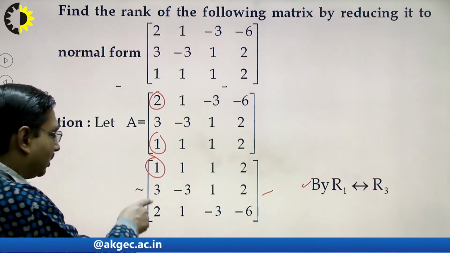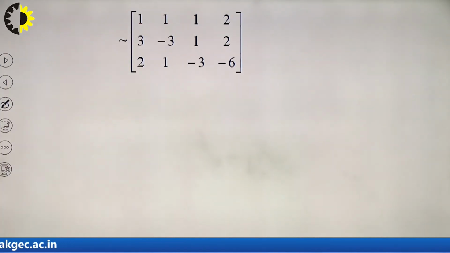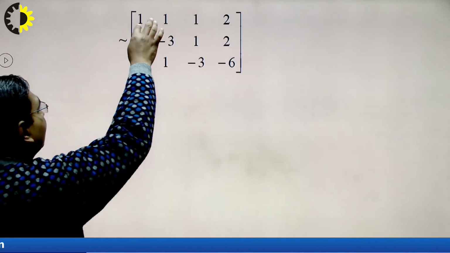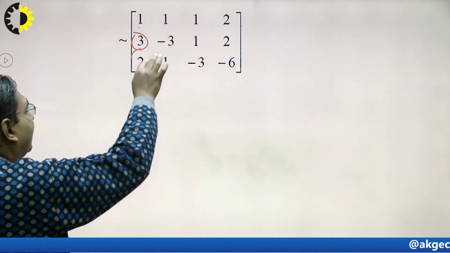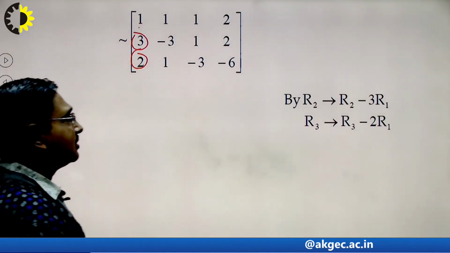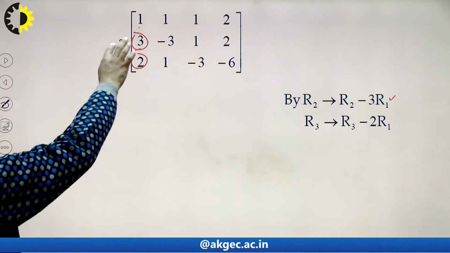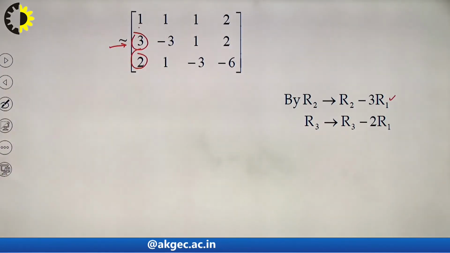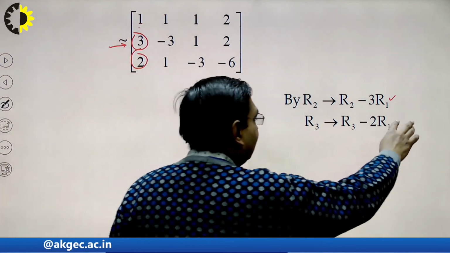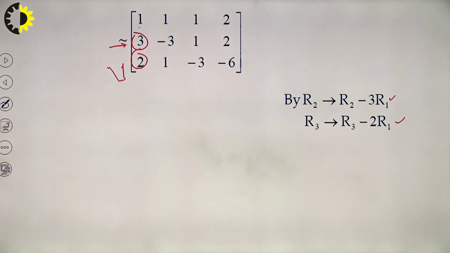With the help of this one, remaining elements of this first column will be converted to 0. To convert this and this element to 0, I apply these transformations. R2 replaced by R2 minus 3 R1 will make 0 at the place of this 3. Similarly, R3 replaced by R3 minus 2 R1 will make 0 at the place of this 2.